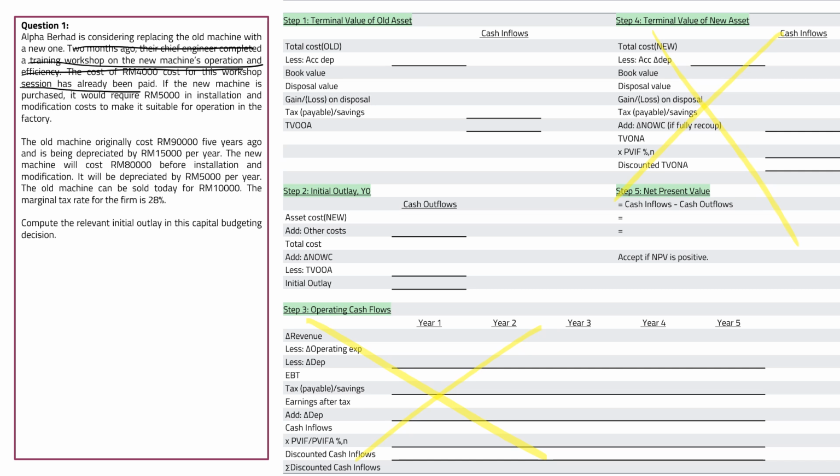If the new machine is purchased, it will require 5,000 in installation. The old machine originally cost 90,000 5 years ago, depreciated by 15,000 per year, which we'll put here as 15,000 times 5 because it was bought 5 years ago. The new machine will cost 80,000 before installation. It will be depreciated by 5,000 per year, which I'm not sure where to put. The old machine can be sold today for 10,000. This is the disposal value. Marginal tax rate is 28%.